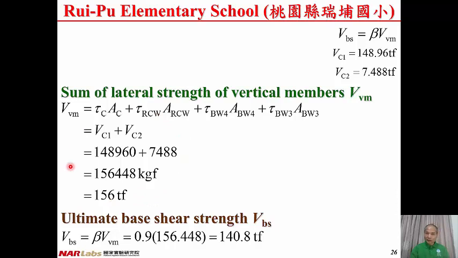Once we have the sum of the lateral strength of all vertical members, and it is reduced by 0.9, we can have the ultimate base shear strength VBS of the building. VBS equal to beta times VVM equal to 0.9 times 156.448 equal to 140.8 ton-force. That's the seismic capacity of the building.